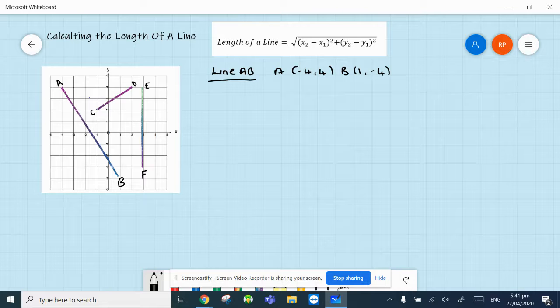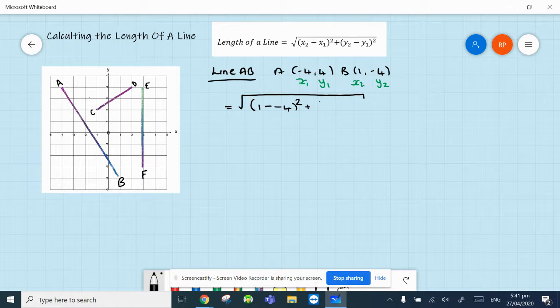All right. For those of you who are still struggling where to put your numbers, just label them. We've got our x1, y1, x2, y2. And then we're going to substitute it into that formula. So the length is going to be the square root of x2, which is 1, minus x1, and x1 is -4, so we have 1 minus -4, and we're going to square all of that.